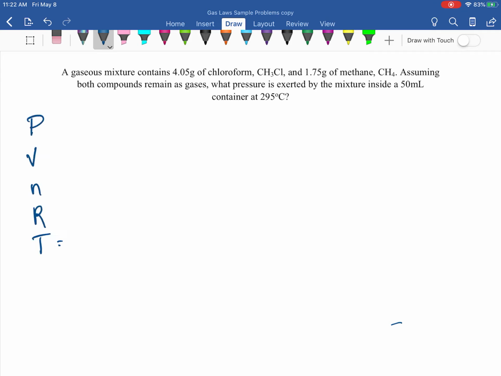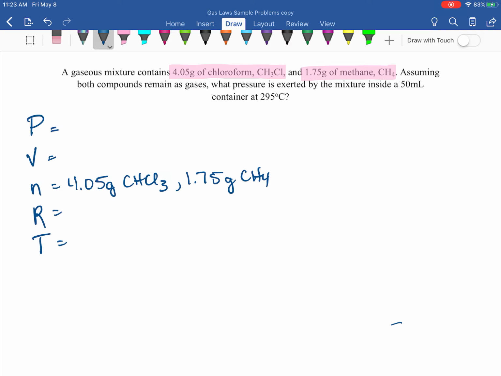Let's use our process, PV = nRT. All right, we are given 4.5 grams of chloroform. Done. We already know that's going to go under moles. Okay. Oh, the plot thickens. Now we're given another gas, 1.75 grams of methane. Huh. Okay, assuming both compounds remain as gases, what pressure, dang it, that was a giveaway, in a 50 ml container, so that's a volume, at 295 Celsius, there we go.